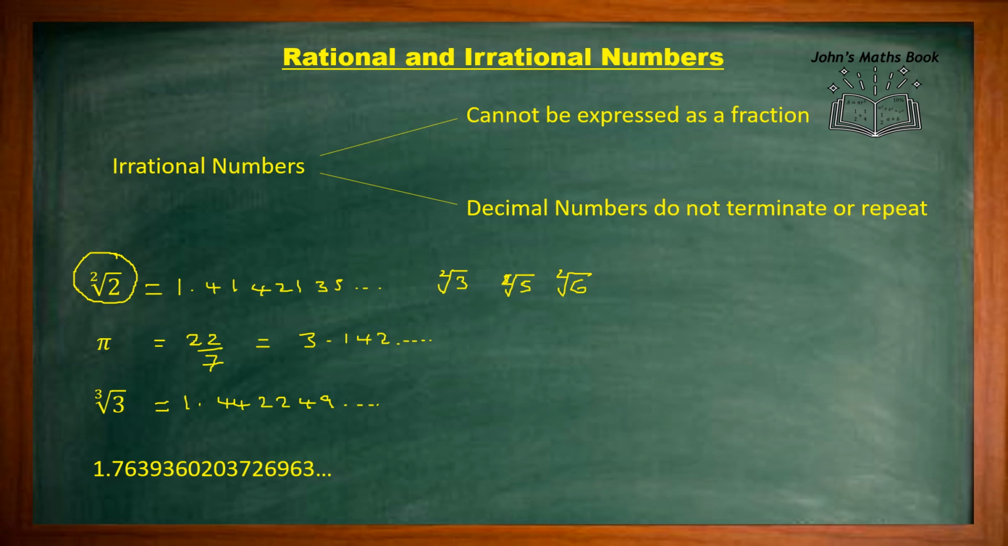So in our final example, here we have 1.763936, and it just goes on. This is also an irrational number, because as we saw from above, the mantissa part, or the part after the decimal point, does not repeat or terminate.